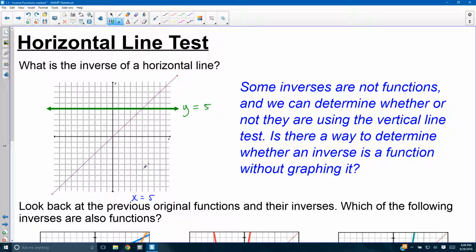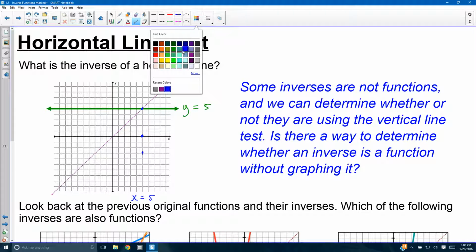And all it really means is that anywhere there was an x, y value here will be swapped. X and y will swap, and we'll get them right here. Like the point 0,5 becomes 5, 0. The point -3,5 becomes 5, -3. And so on and so forth. Even 5, 5 is still 5, 5 here. But you can see this is going to be a horizontal line.